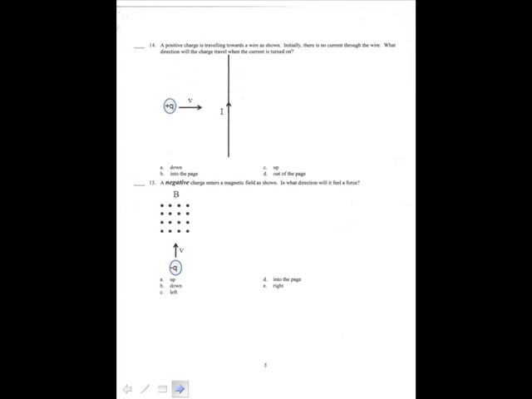Positive charge is traveling toward a wire as shown. Initially, there's no current. What direction will the charge travel when the current is turned on? Alright, if I turn the current on, that produces a magnetic field that's into the page on one side and out of the page on this side. So this charge is going into a magnetic field that's out of the page. Let your fingers go in the direction of V, fold towards B, and your thumb gives the force, which is down. So number 14 is A.